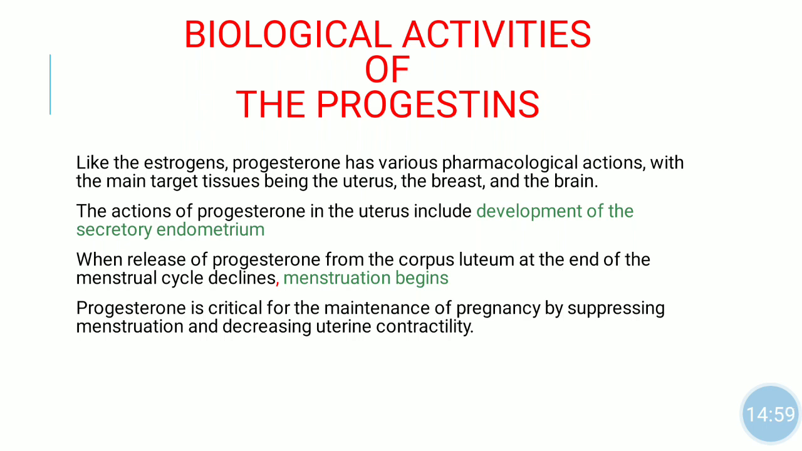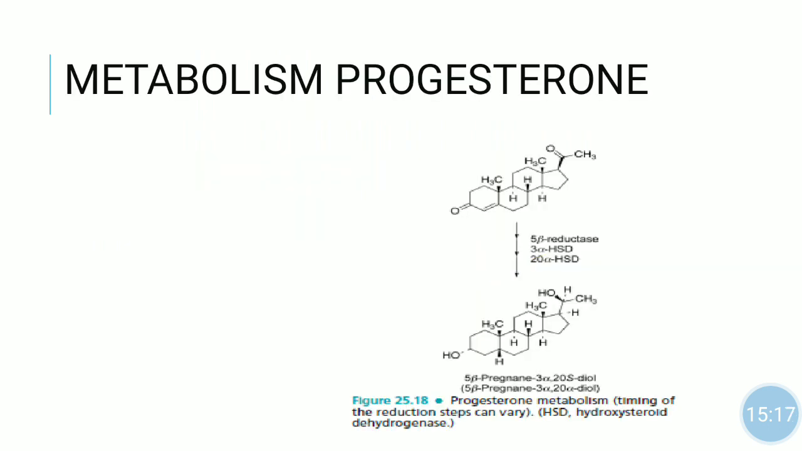Progesterone is critical for maintaining pregnancy by suppressing menstruation and decreasing uterine contractility. So the maintenance of pregnancy is a role of progesterone. So progesterone plays these important biological activities.